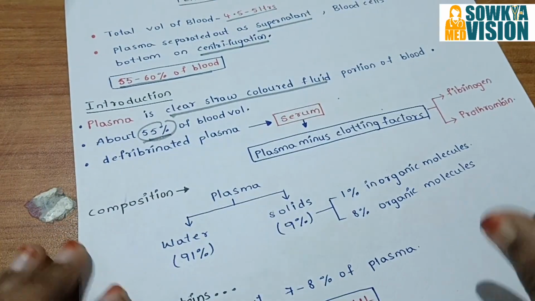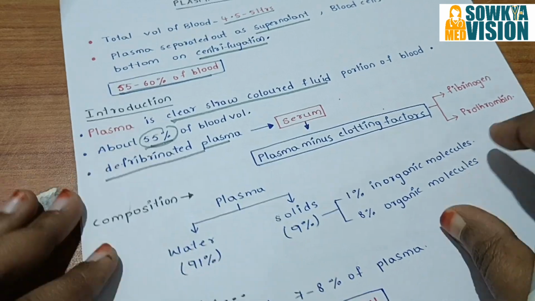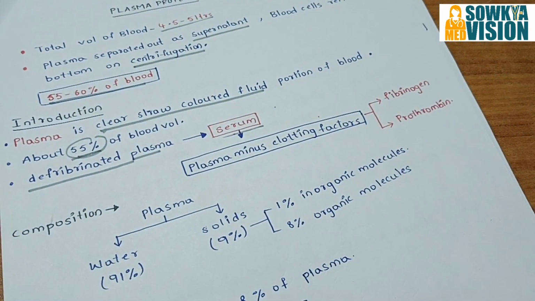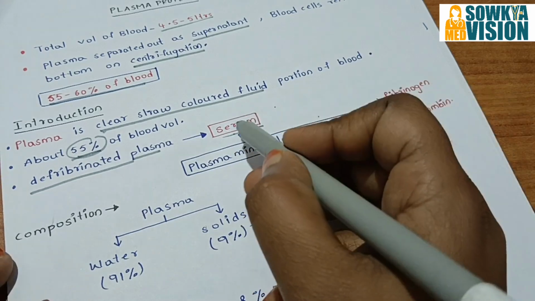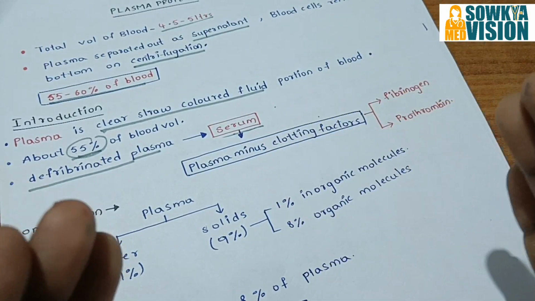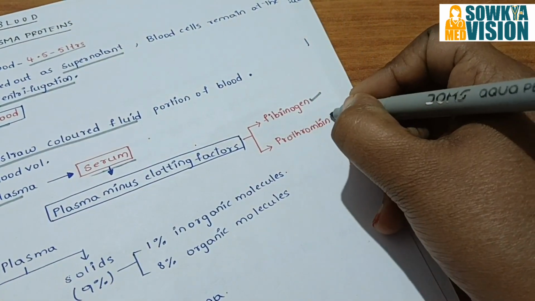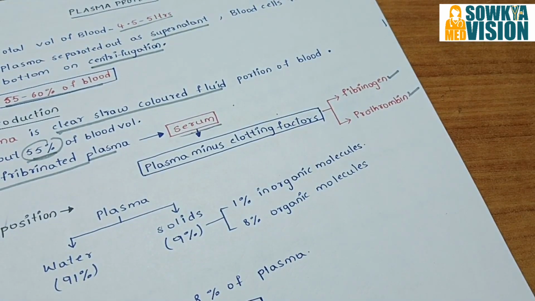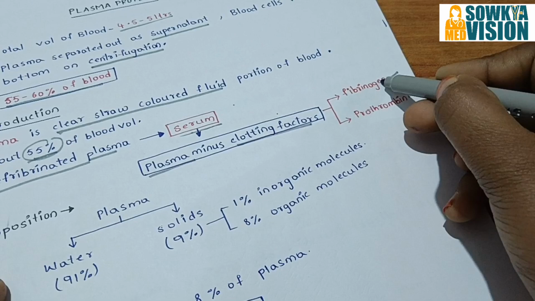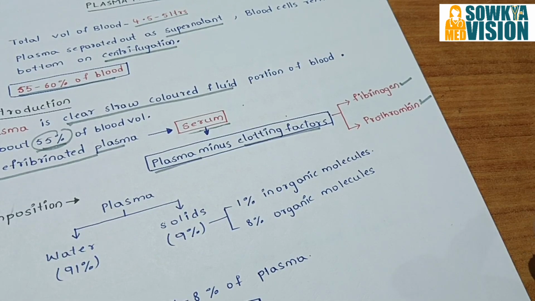Now, the plasma which is defibrinated is known as serum. We call plasma serum after removing fibrinogen and prothrombin. So serum is plasma minus clotting factors. These two are the clotting factors, fibrinogen and prothrombin, which are involved in the formation of clotting.